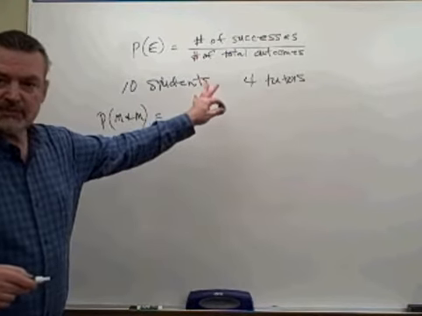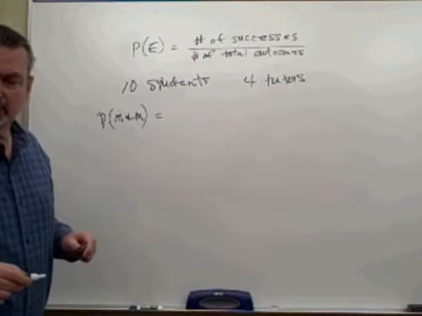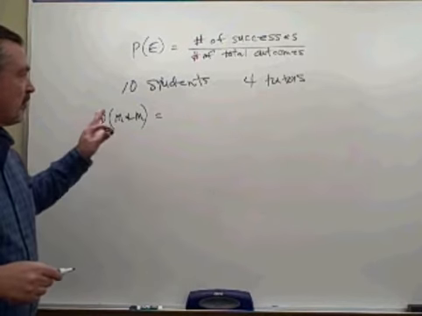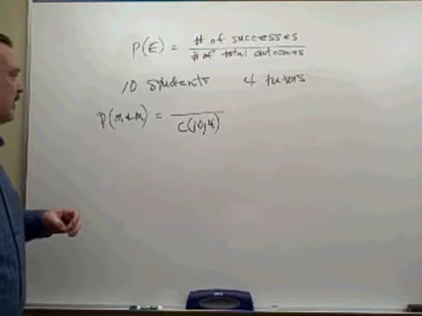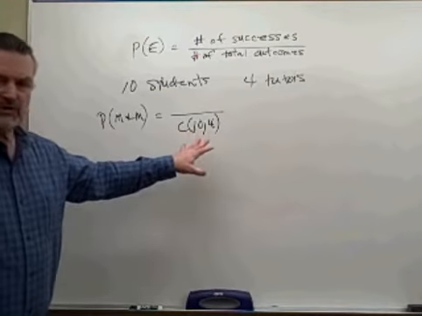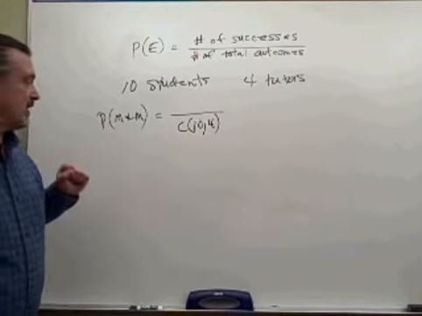Well, let's first of all put down how many different ways we could get 4 of the tutors out of 10 students. That's the total outcomes. So that would be a combination of 10 taken 4 at a time, wouldn't it? There are 10 students, we're choosing 4 of them. We could do it that many different ways.